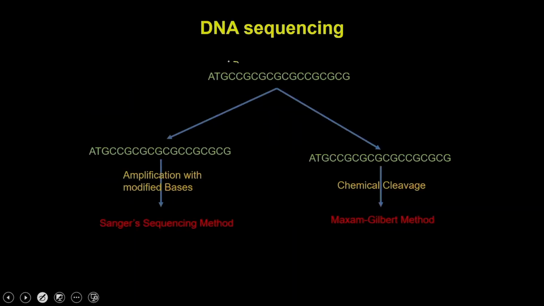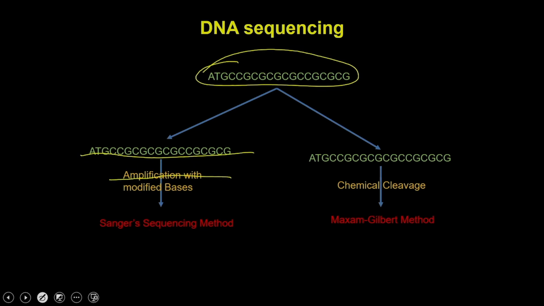So, as far as the DNA is concerned, for example, if this is the nucleotide sequence that you would like to sequence, what you have to do is take this DNA and then do a PCR amplification with a primer. So, you have to set a primer for this particular sequence.